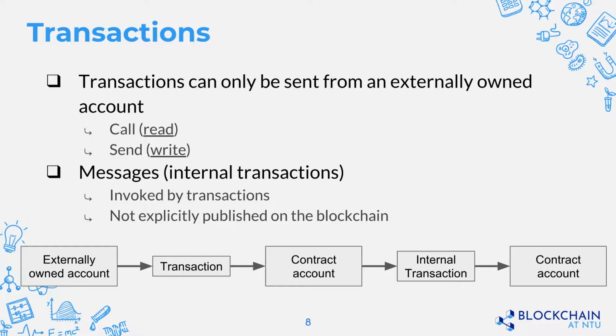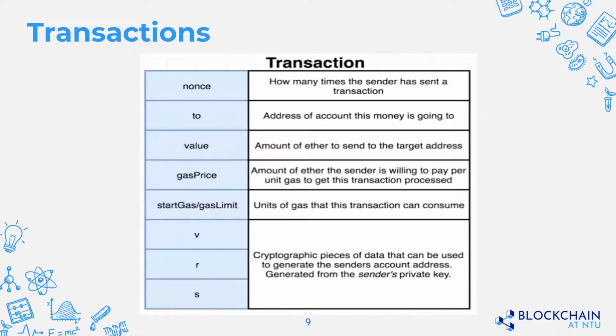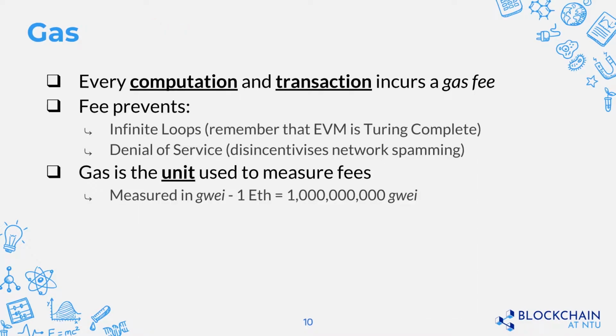So if you take a look at the diagram below, an externally owned account owned by a private key, which will be an account that one of us will own, can send a transaction to a contract account. And then if a contract account wants to call another contract account, it will just send an internal transaction, also known as a message. So these are the things that are contained in a transaction. Okay, I won't go through this because we already went through it in the previous lecture.